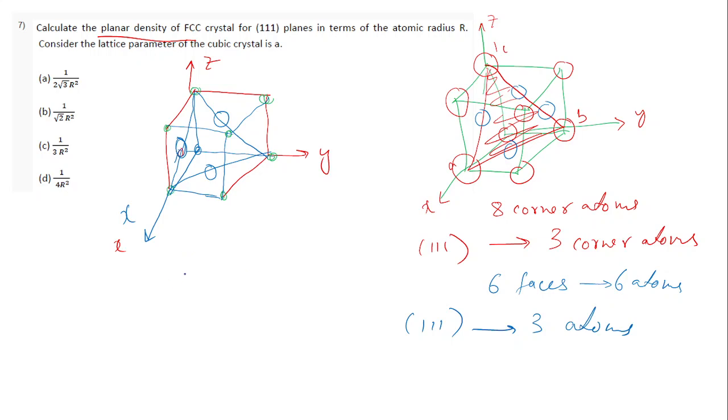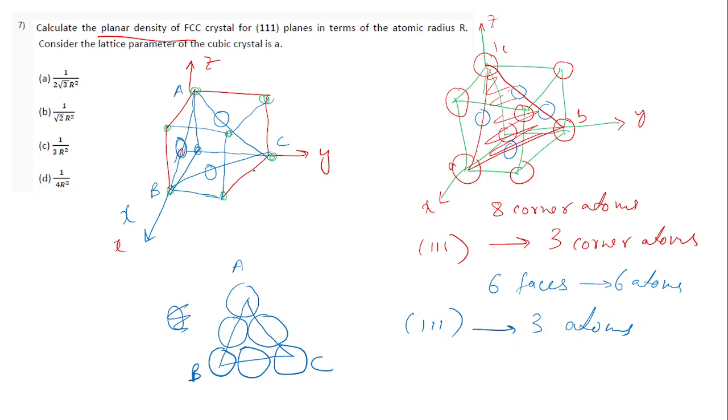So how will it look eventually? It will be something like this. 1, 2, they're all touching. Then this, then this, then this. So our 111 plane, I'll tell you how it is. Let's call this A atom, this is B atom, this is C atom. This 111 plane is covering A atom, B atom, C atom, which are all the corners.